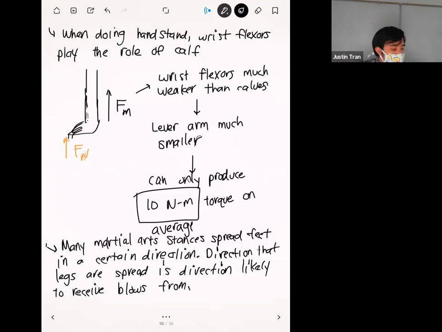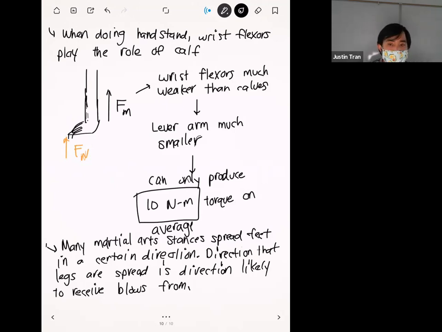Because a lot of times in martial arts, you're going to be fighting an opponent, right? And that opponent is going to be throwing blows at you as well, either punches or shoves or kicks or whatever. For most martial arts stances, you want to stay on your feet most of the time. That's what gives you the biggest fighting chance. And so in order to help you maintain your balance, you want to spread your feet in the ways that you think you're going to get struck.